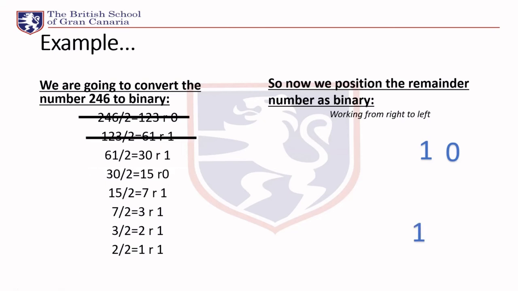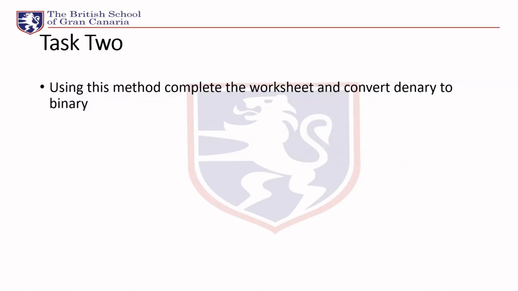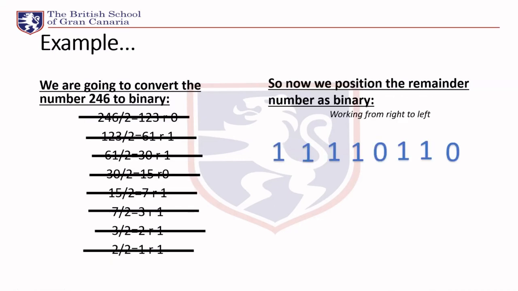So I'm going to continue to do that. Remember, right to left, so you can see what I'm doing there. All these remaining numbers then become the binary. You can see that I'm crossing them out as I go along. Okay, so 246 in binary is 0, 1, 1, 0, 1, 1, 1, 1. And you can check that using the methods that I gave you earlier.